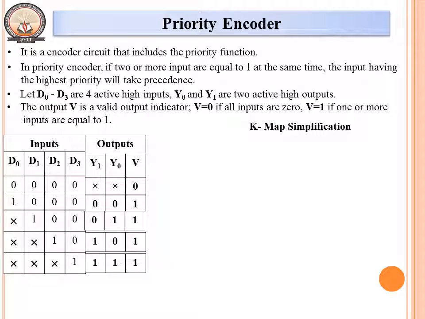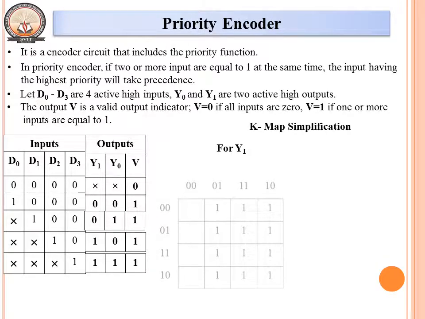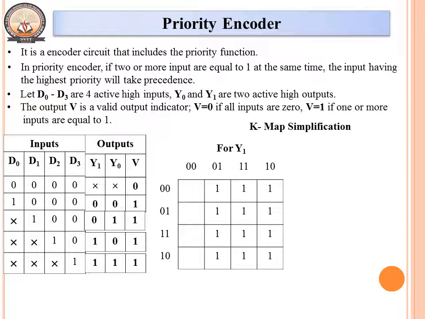Okay, so we'll try to simplify and get the expression, and we'll implement that using gates. I'm writing a K-map. Since we have 4 input variables, 2 power 4, a 16-cell K-map will be used, and we have 3 different outputs. We'll write 3 different K-maps for those 3 outputs. First we have taken Y1.